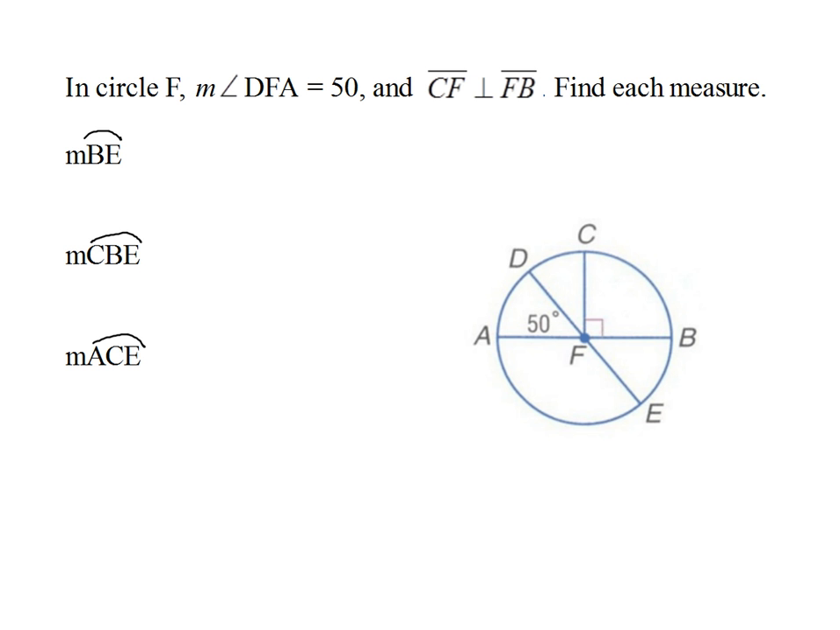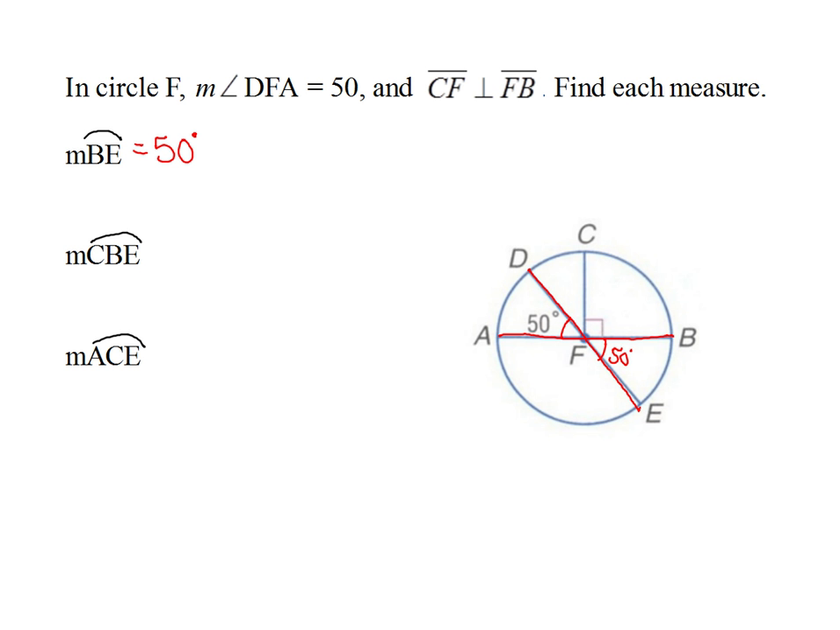So in circle F, we know the measure of angle DFA is 50 degrees. We know that CF and FB are perpendicular, so that means they make a 90-degree angle. And we need to find all the other measures. Now if we look, right here we have vertical angles, two lines are intersecting. Remember, vertical angles are congruent, so if this angle is 50 degrees, we also know that this angle is 50 degrees. So the measure of arc BE is 50 degrees, because remember, if it's a central angle, the measure of the arc is the same as the angle.